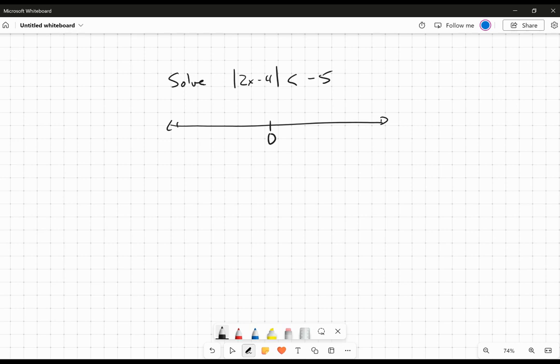Now here's the problem, and hopefully you notice it right away. Because my absolute value always produces a positive result, it can't produce a result that's less than negative 5. So immediately, I don't know what to do with this, and I'm going to get there's no solution here. Okay? There is no solution to this. I cannot take the absolute value of something and get a result that's less than a negative.